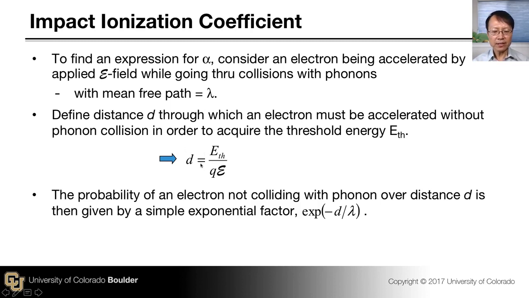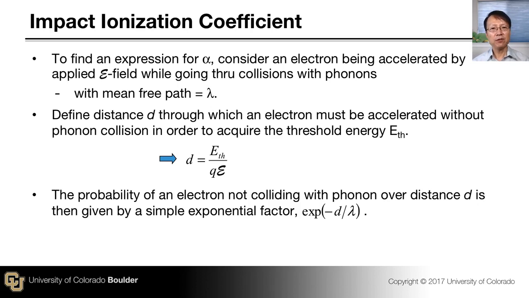So that distance d that an electron must be accelerated over without phonon collision, without losing any energy, in order to acquire the threshold energy, ETH, for impact ionization, is represented by the ratio ETH to qE. This is the force produced by the electric field. So there is a competition between lambda and d. Lambda represents the energy loss process, d represents the energy gain process.